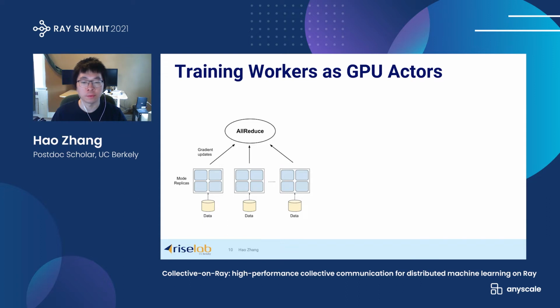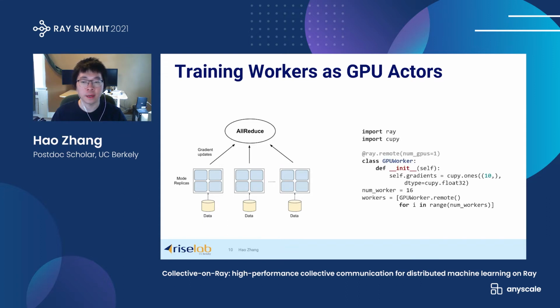The Ray actor API allows us to define a GPU actor in the way shown on the right of the slide. Note that in each one of the GPU actors, we have created a GPU array self.gradients on its designated GPU at initialization. For walkthrough purposes, think of this array self.gradients as the gradients of the model parameters generated at each iteration of the training that need to be repeatedly synchronized across all actors.